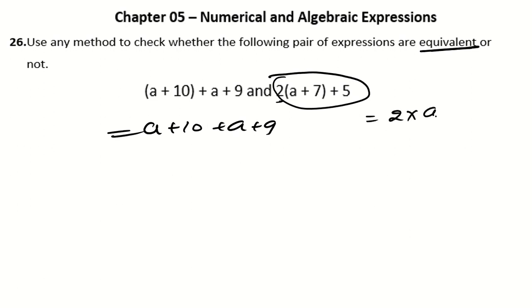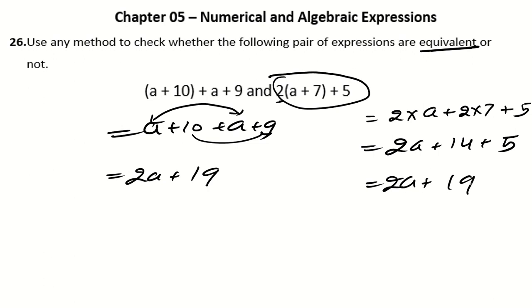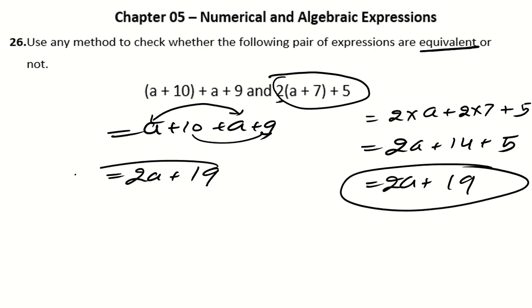2 multiply a plus 2 multiply 7 plus 5 separate. Here it is. Now a plus a are like terms, so it is 2a plus 10 plus 9, it is 19. Here 2a plus 2 multiply 7, 14 plus 5, and 14 plus 5 is 19. So see, we are getting the same answer. So if you get the same answer, it means the expressions are equivalent.